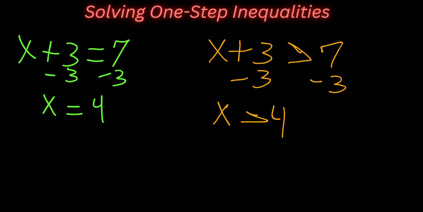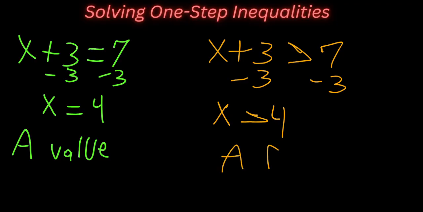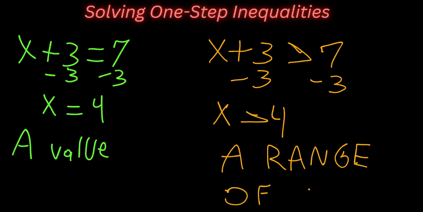process, but these two things represent different things. Now, what do they represent? Remember, this x equals 4 represents a value. And on the left, this is a range of values. Now, we're going to go more deeply into what that means, but for now, I want you to focus on values.